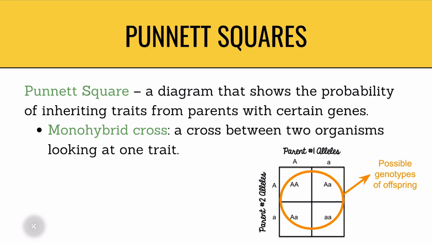So the prefix mono means one. So this is when you're having a cross between two different organisms, but you're only looking at specifically one trait. So eye color is one trait that we could be looking at. The picture here is an example of a filled out Punnett square. We're going to work through how to do these, but the 4 options in the middle are the possible genotypes of your offspring. So you have the different options of what the kids could have.